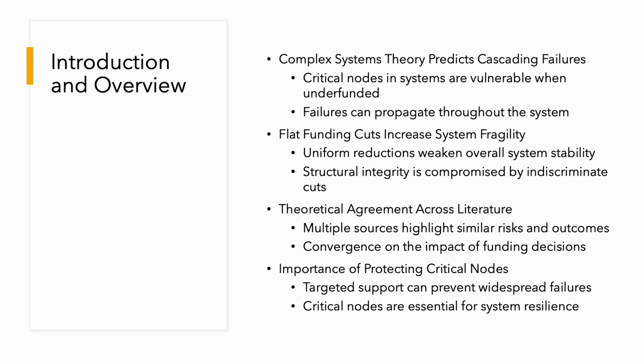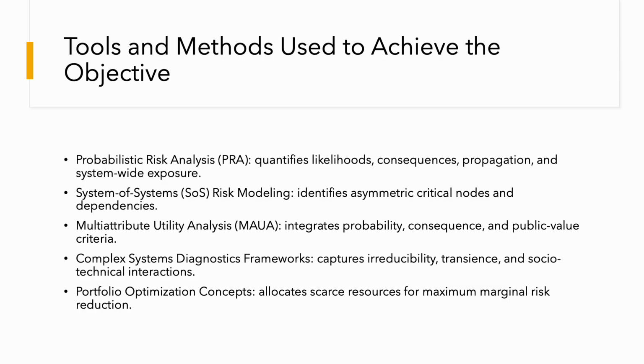Complex systems theory tells us that failures propagate. Underfund a critical node like identity management or core networking, and you don't get a small contained outage. You get a cascade across dependent services. Flat across-the-board cuts ignore these dynamics and actually heighten system-level fragility. The literature converges on this. Deterministic cuts are misaligned with how modern IT systems behave. Protecting critical nodes is not a luxury, it's the foundation for resiliency.